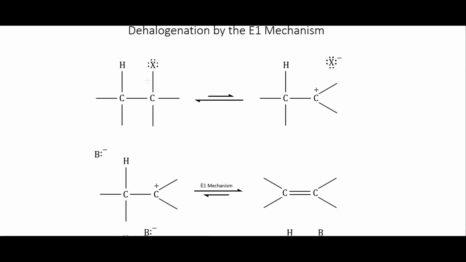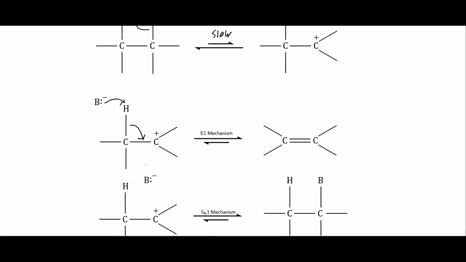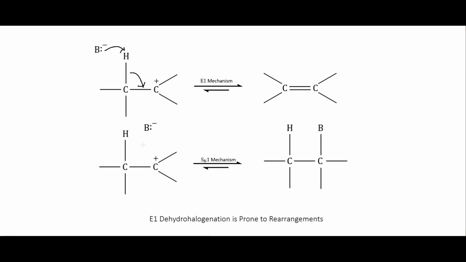But remember, we get this leaving group leaving as the rate limiting step. So this is that slow step right here. So we end up with the carbocation. Then we can have this base take that hydrogen, the electrons go down to here to form that double bond right there. And that's the E1 mechanism. And this is, of course, in competition with the SN1 mechanism, where this base instead goes to that carbocation.